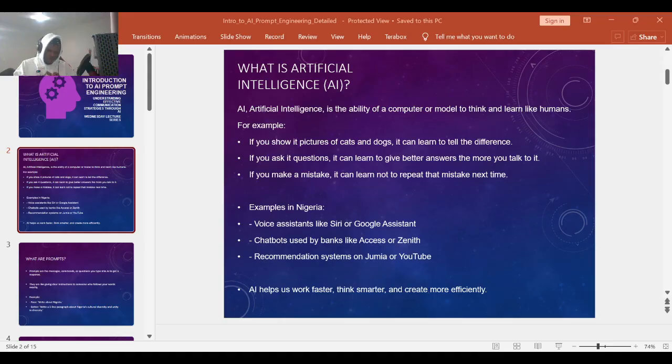The way you interact with your AI significantly impacts the quality and usefulness of the response generated. I'm going to make all these materials available to the class after the class. I'll make it available on the WhatsApp.